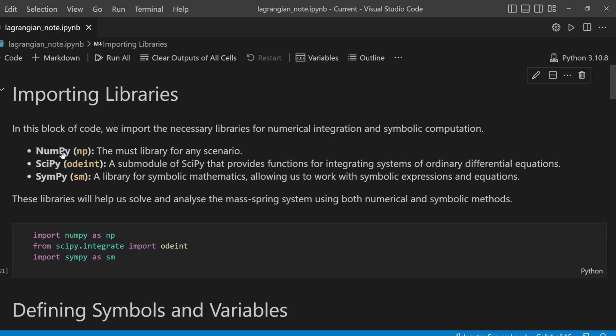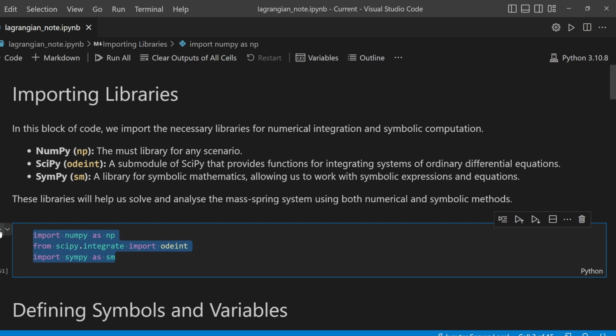We will be importing NumPy, SciPy, and SymPy. We don't usually work with SciPy and SymPy, but I find it very interesting to see what these libraries are capable of. We're going to use odeint to solve some equations later on, and SymPy, since we are doing symbolic mathematics. Alright, so here we imported the libraries.